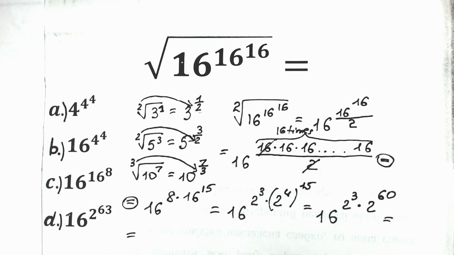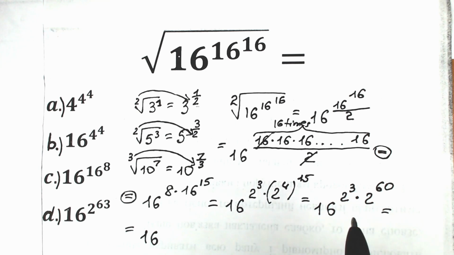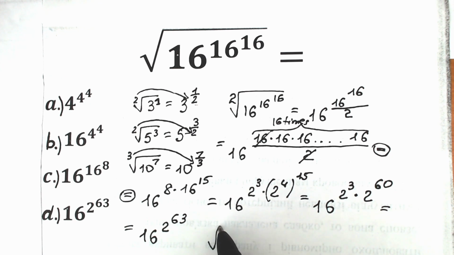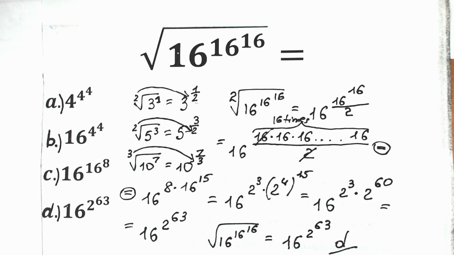Okay, and the last step right here, I hope you see right now a correct option, and this is really great. I hope you're a little bit shocked about the correct answer. So what do we have right here? 2 and 2, the same basis, and we need to add our powers. So we have 2 to the power 3 plus 60, 63. So our square root of 16 to the power 16 equals 2 to the power 63, which is option D. So we removed our irrationality right here, and this is option D.